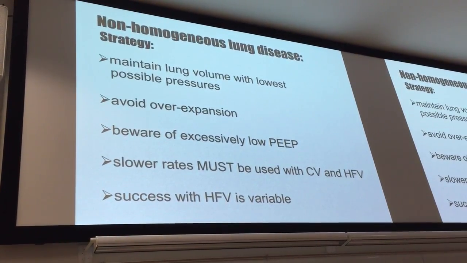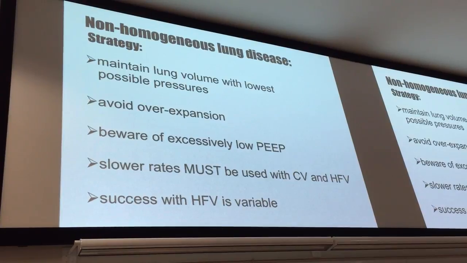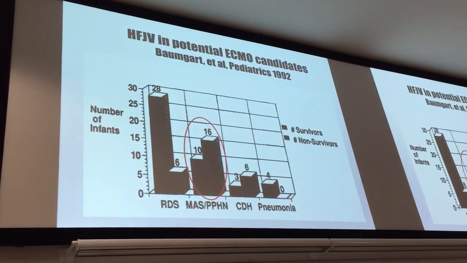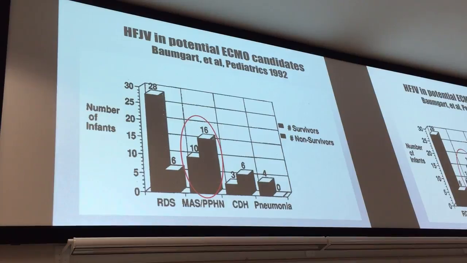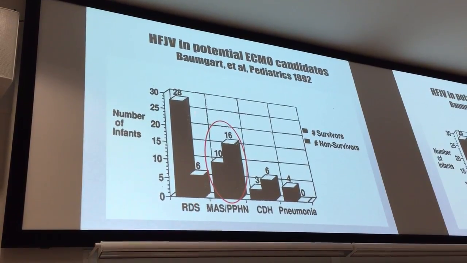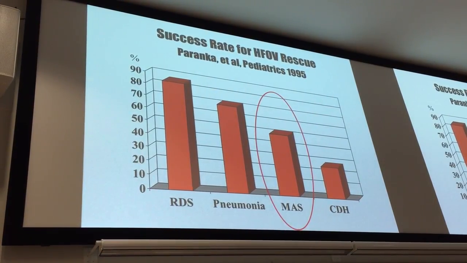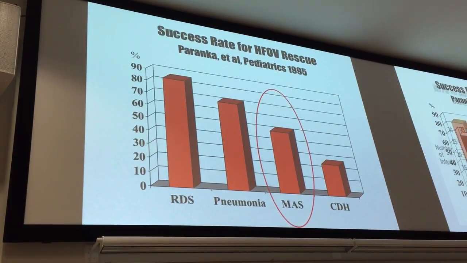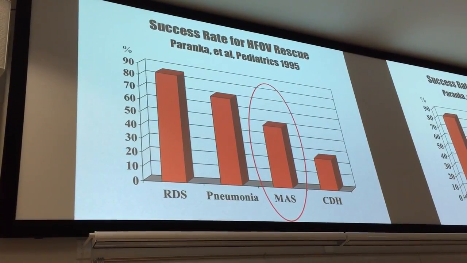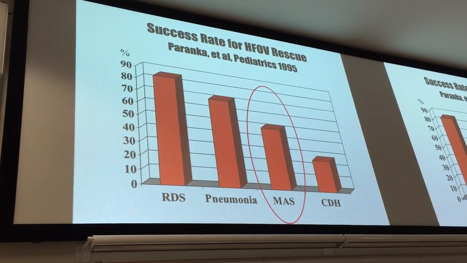There are some benefits of high frequency, perhaps, but not very convincing. We really haven't defined the best approach by randomized trials. But looking specifically at high frequency outcomes, in relatively homogeneous conditions like RDS, great response rate, not so great with meconium aspiration. Similarly, these are other data with the oscillator. The previous one was the jet. So these data came from Philadelphia using the jet. These data are from I forget where, but using the oscillator. Again, great response rate for RDS and similar with pneumonia, not so great with meconium aspiration.